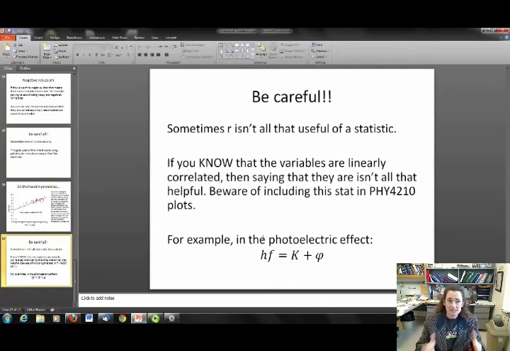Okay, so that's the difference between correlation and causality. That's the definition of your linear correlation coefficient R and the definition of your covariance sigma xy. Hope that helps, and I'll see you in class.